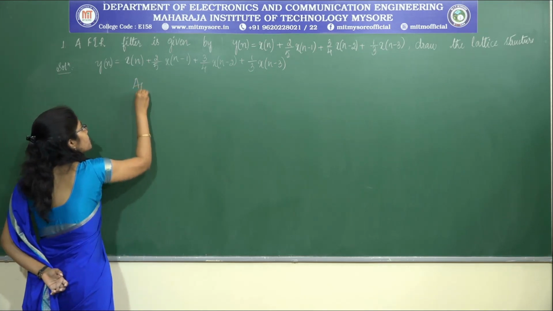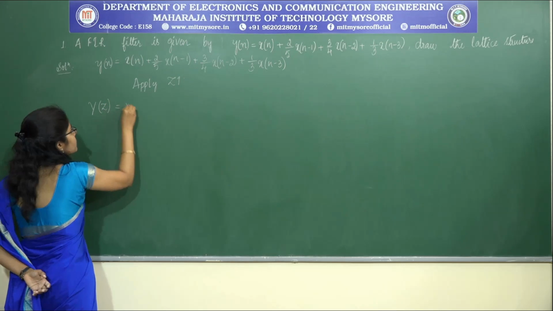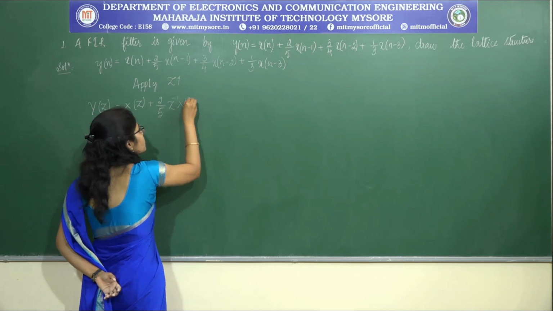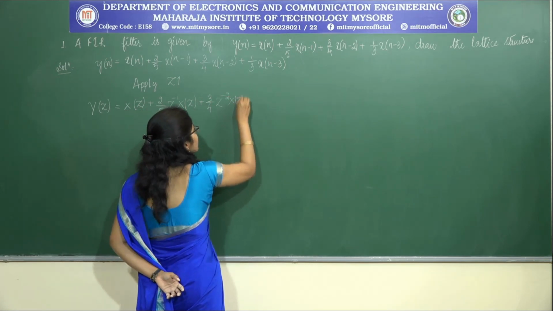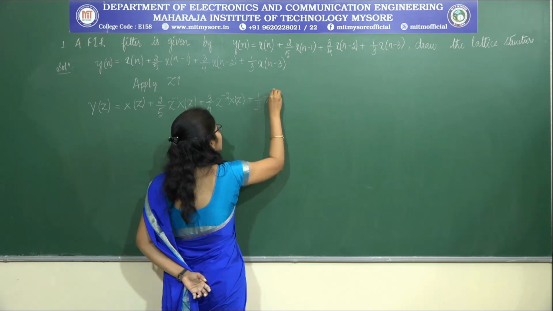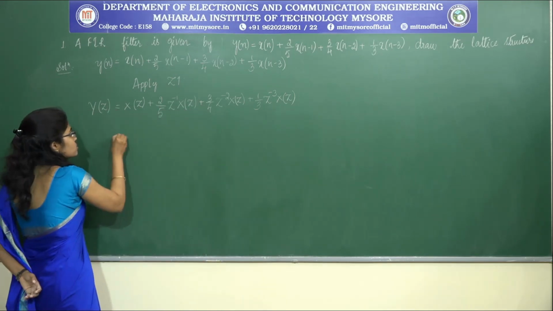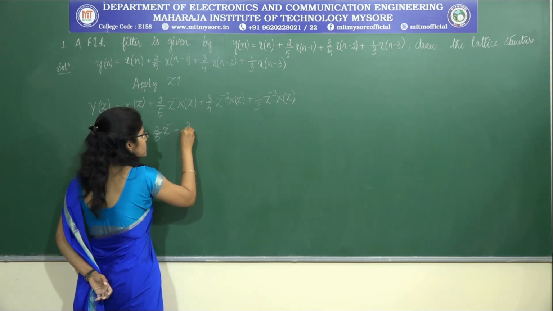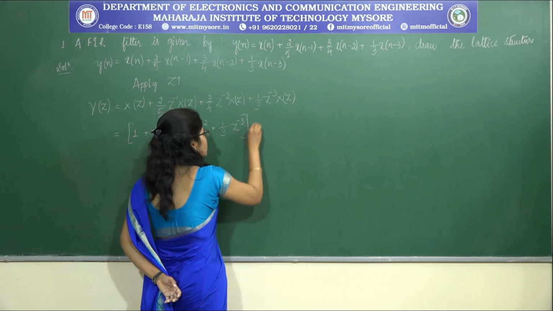If we apply Z transform, Y of z will be equal to X of z plus 2 by 5 z power minus 1 X of z plus 3 by 4 z power minus 2 X of z plus 1 by 3 z power minus 3 X of z. Let us take X of z as a common factor on the right hand side. The expression will be 1 plus 2 by 5 z power minus 1 plus 3 by 4 z power minus 2 plus 1 by 3 z power minus 3, into X of z.